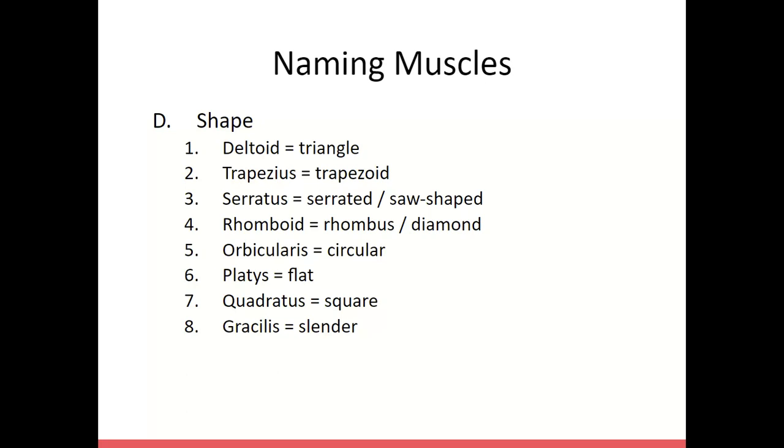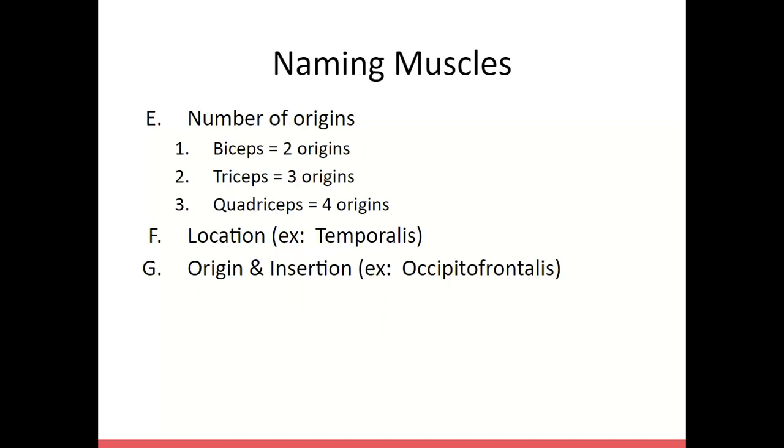Orbicularis, like an orb, is circular. Platus, like platypus, is a flat muscle. You actually have a muscle called the platysma, which we'll talk about a little later, that's really thin and flat. Quadratus would be like a square, like a quadrilateral. And then gracilis is slender. I always think of gracilis as being graceful and slim.